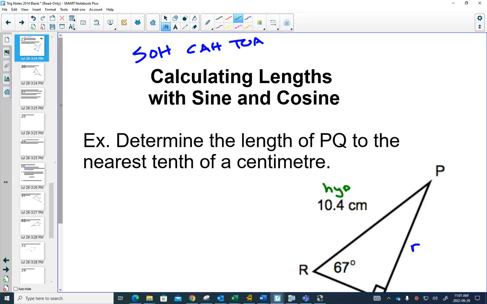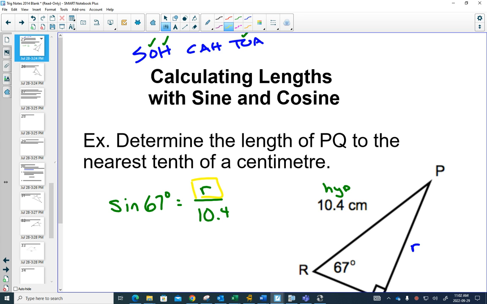So we want to find the opposite means that we either want to use sine or tangent, but we would need to know either the hypotenuse or the adjacent. We know the hypotenuse, then we'll write out our sine definition. And our sine definition says sine of the angle is equal to the opposite side over the hypotenuse.